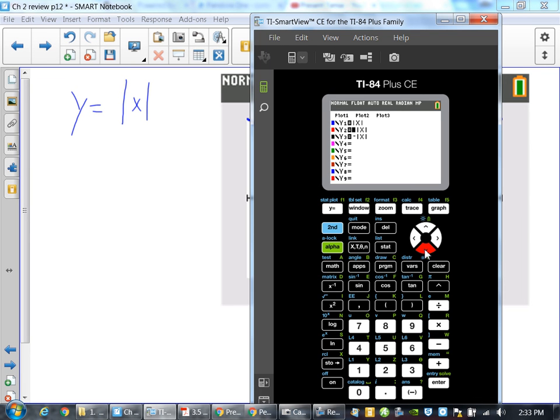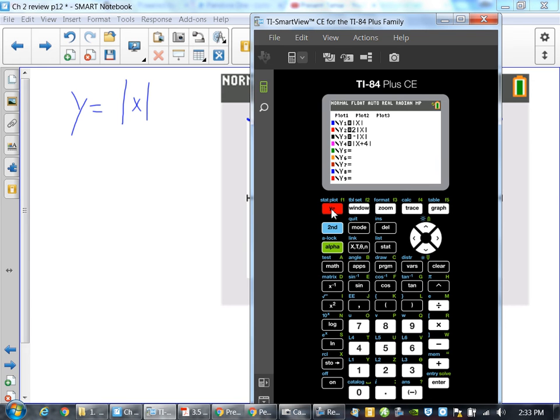Let's go to a fourth one. Let's do an alpha window 1. Let's do x plus 4 and graph it. Where'd that one go? It moved to the left. Okay.